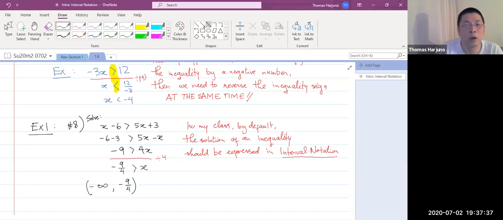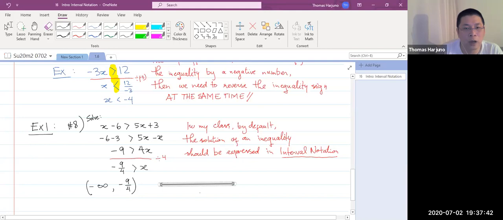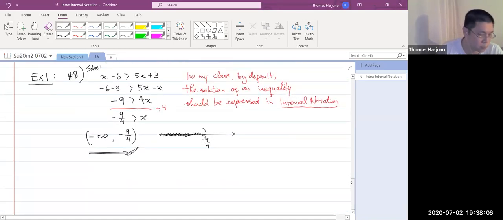Okay. Now, if you wonder why we get that kind of solution, try to graph it first. You get -9/4, right? And not including the endpoint. And x is less than. X is less than. Okay, that's how we get this solution here. Now you may solve that number 8.